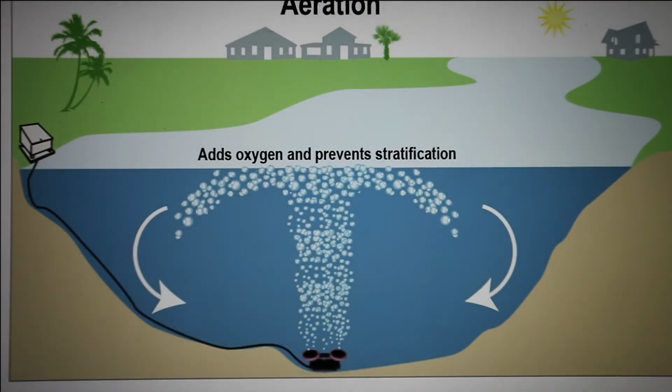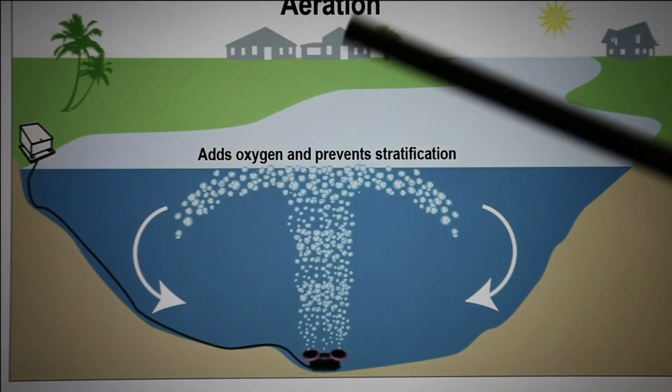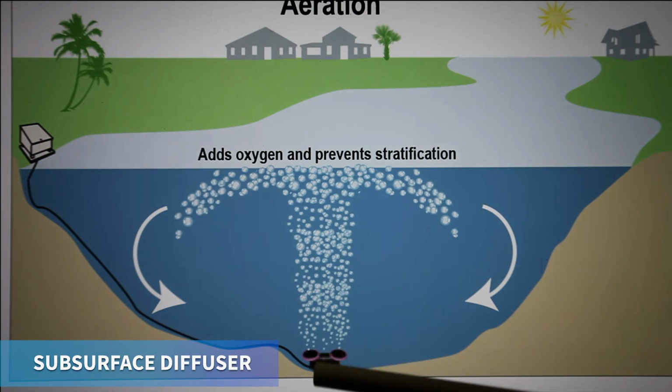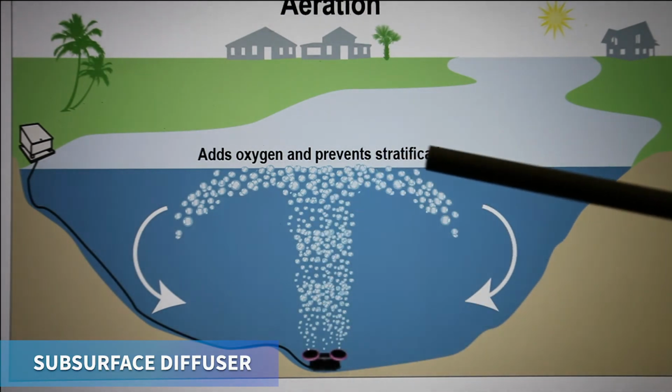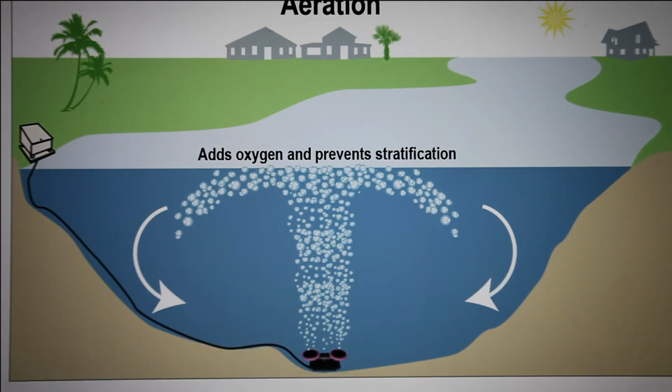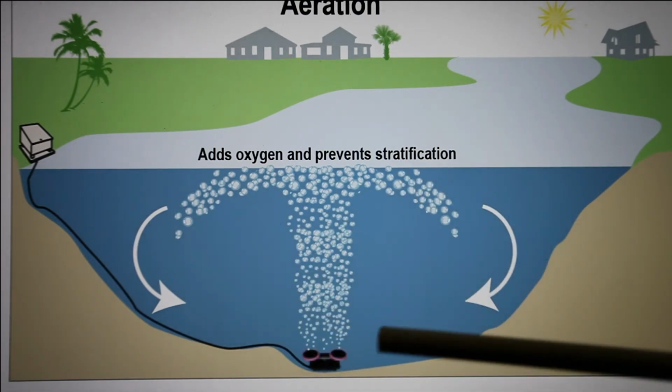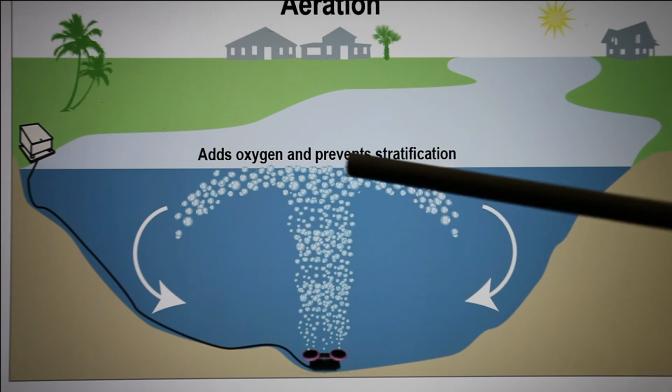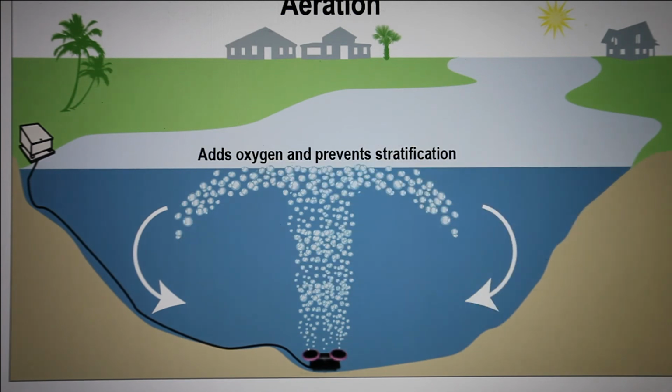One way to avoid that is to install what we call a subsurface diffuser, which creates this mixing in the water column. It prevents the thermal stratification and also the stratification of oxygen, where the oxygen goes out in the bottom layer. So this is the situation that will fix the stratification.